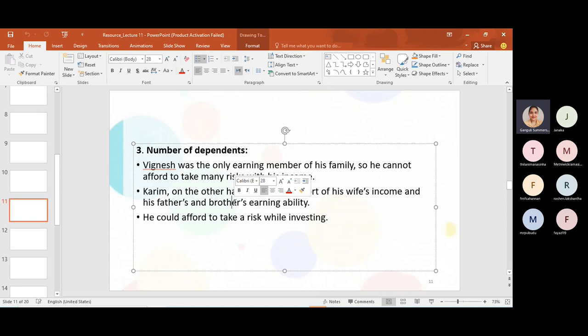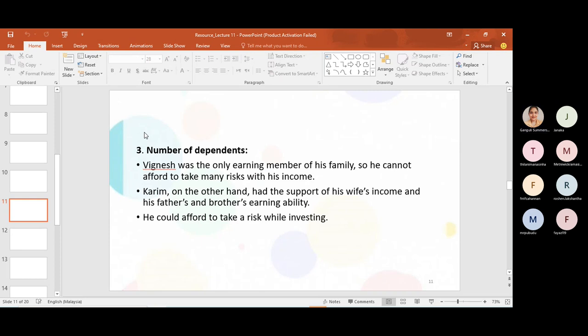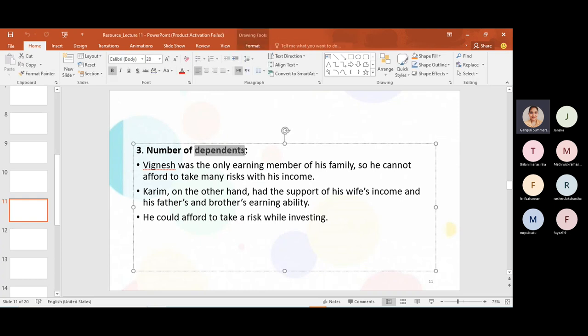So in such cases, it is not appropriate to take many risks with your income when you are the only person earning in the family. So the number of dependents is another personal factor that affects funding allocation. Dependents means the number of people depending on you. When it comes to Vignesh's family, he is the only earning member. The rest of the family members are depending on him. So that is why he cannot take risks.